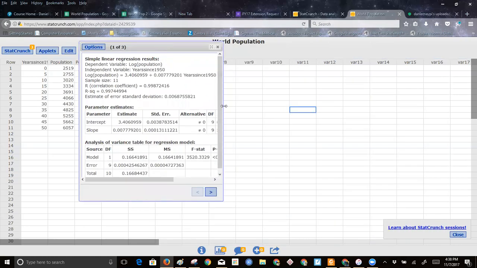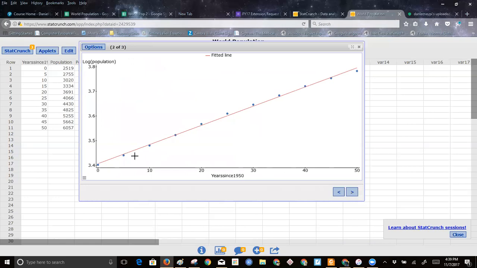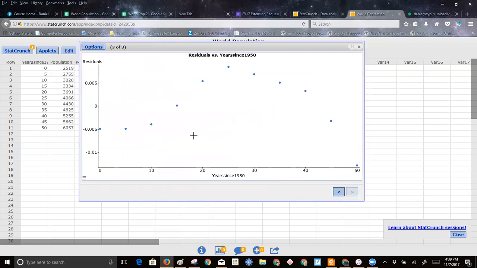So R squared still nice and high. And of course, here's my regression equation. And there's the plot. Still, I don't know. We'll have to see what the residuals look like. Same kind of error pattern, kind of constant. So it's a potential, certainly better than squaring the population. Let's try some other options.